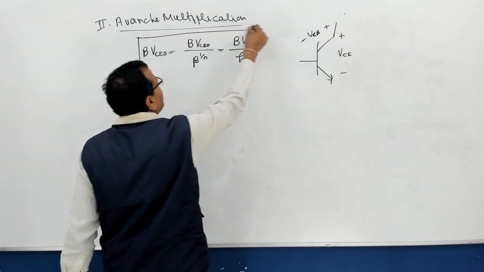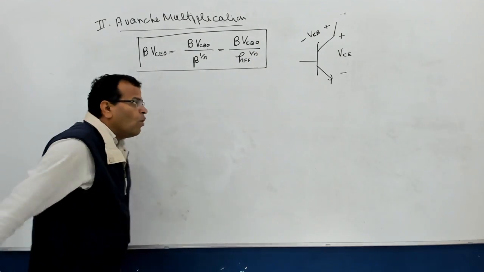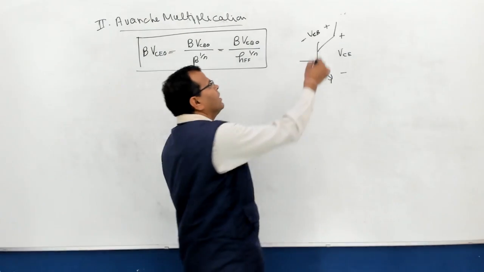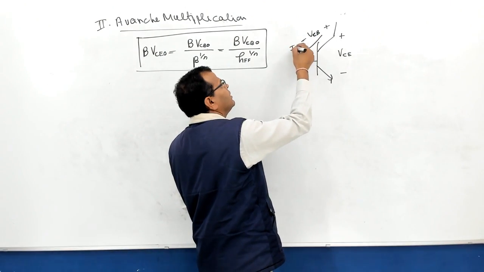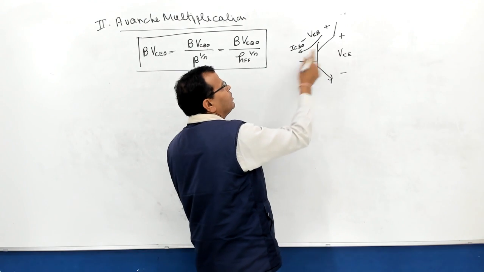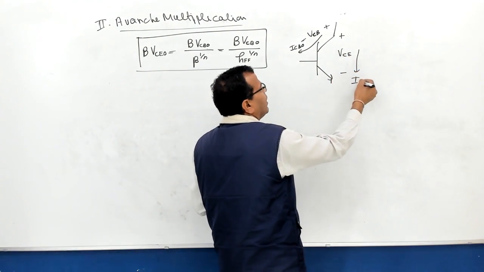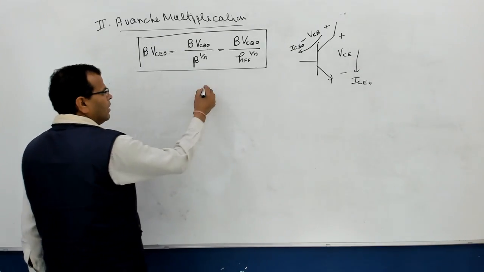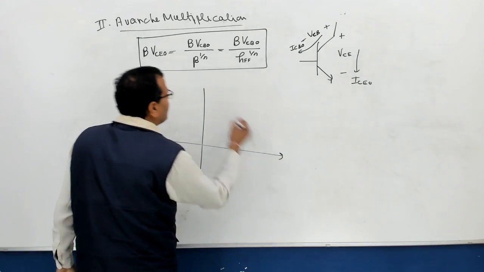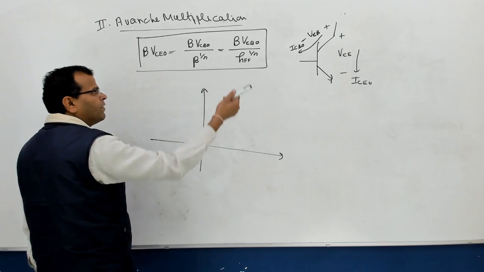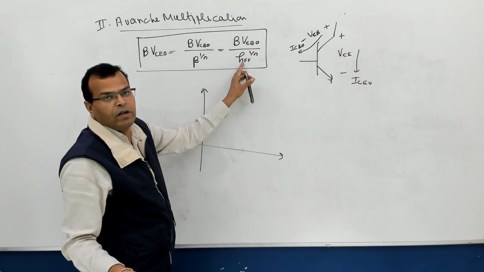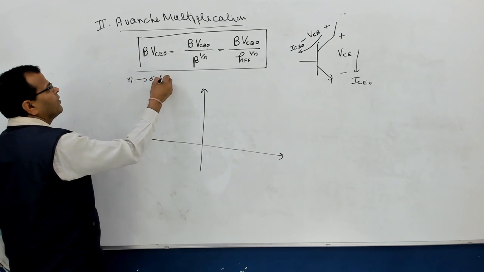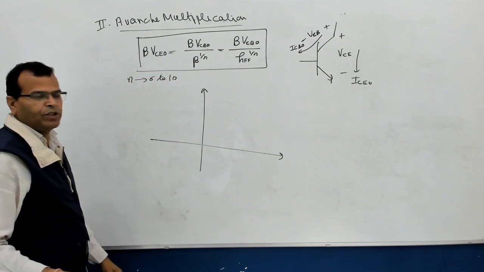So what I find here is, when this emitter terminal is open, what is the current between this? That is called ICBO. And when this is open, what is the current here? That is called ICEO. Fine. So if you see the relationship here, hFE is definitely more than approximately 100. So power 1 by n, and that is the variation of n.